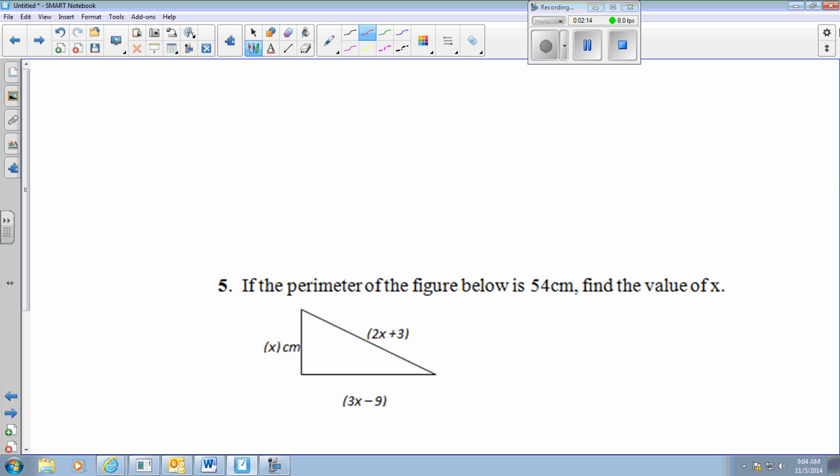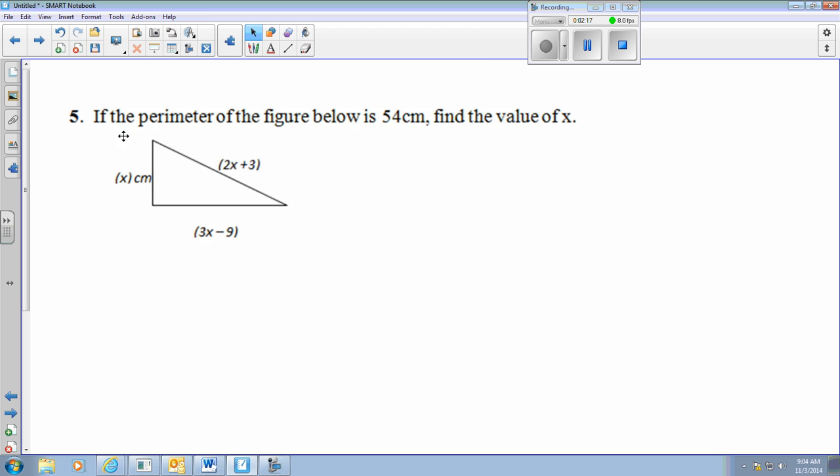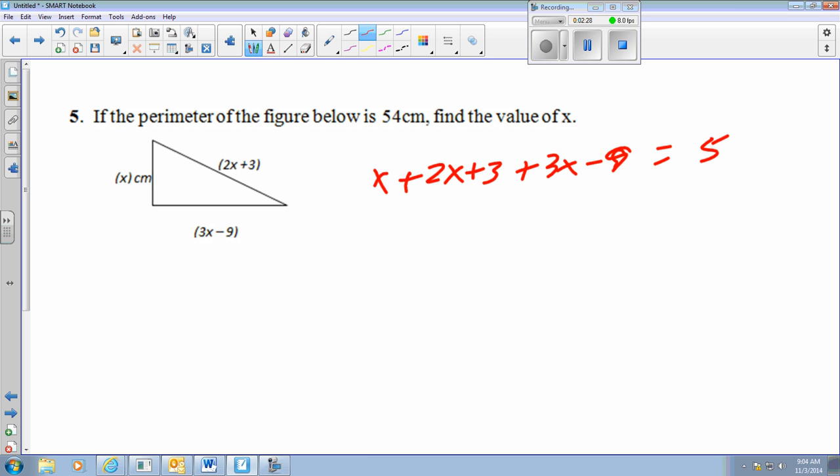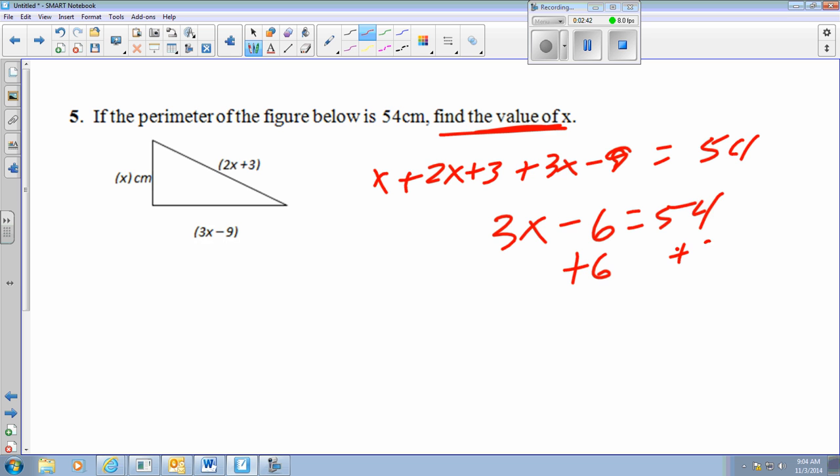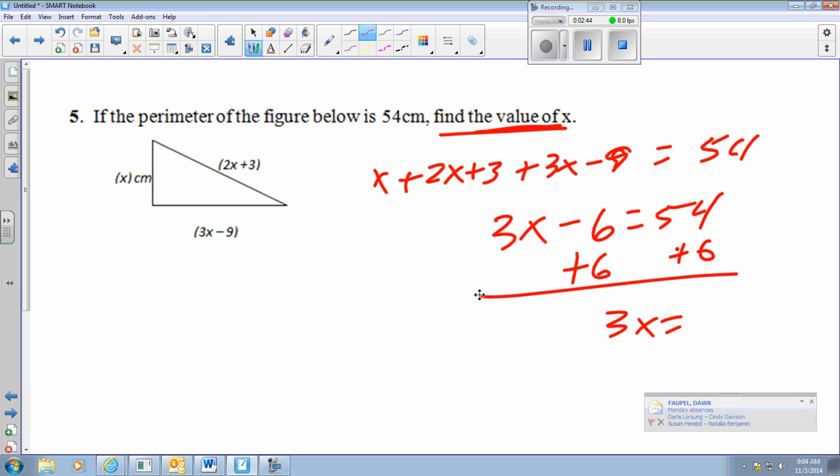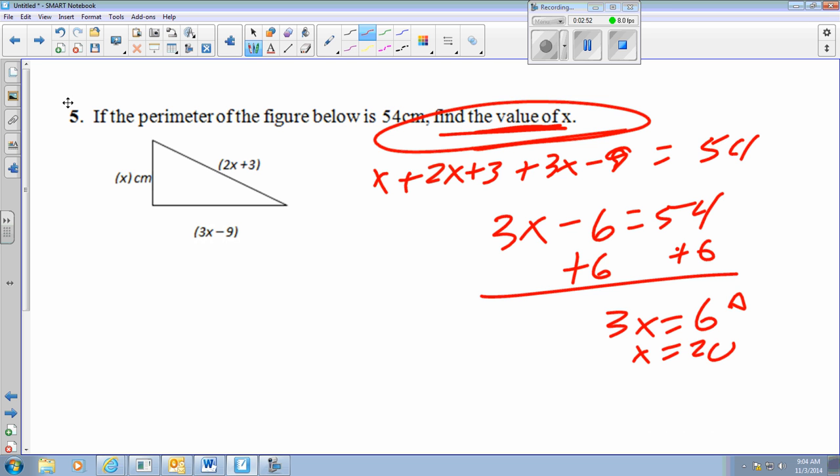Next one we're going to do. Again, they're telling us the perimeter of this thing is x plus 2x plus 3 plus 3x minus 9 is equal to 54. Here, they're only asking us to find the value of x, so let's simplify. We get 3x minus 6 equals 54. Adding 6 to both sides gives me 3x equals 60, so x must be 20. Since they're only asking for the value of x, I'm not going to find the side lengths.